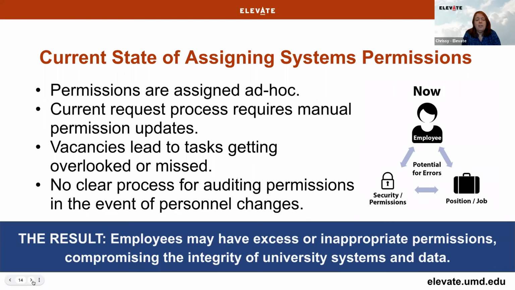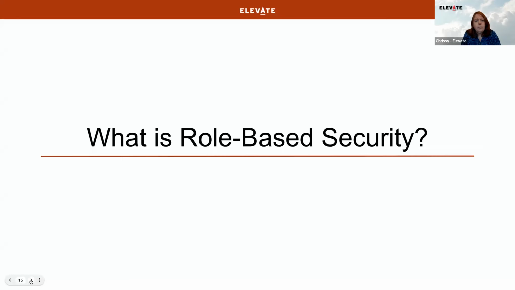Also, it's hard to update the system when someone changes their role at the university. So moving from DOTS to dining will have different permissions. That's hard to do when it's very manual and people-based. This is important because one of the biggest assets we have at the university is our data. And so keeping that safe is really everybody's responsibility. So now we're going to talk about role-based security. This is the way Workday does things differently.